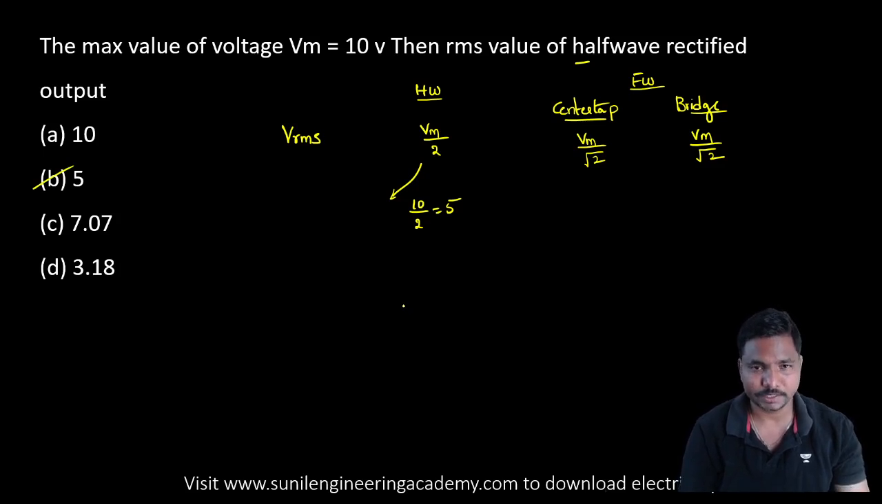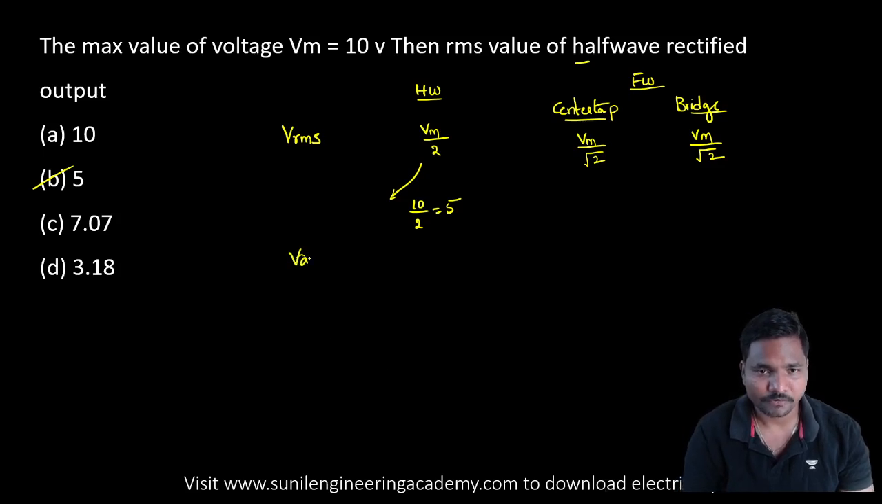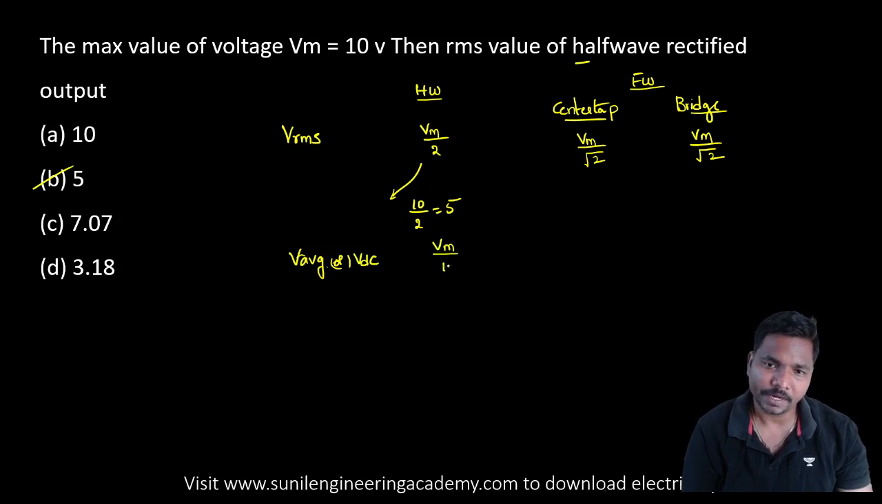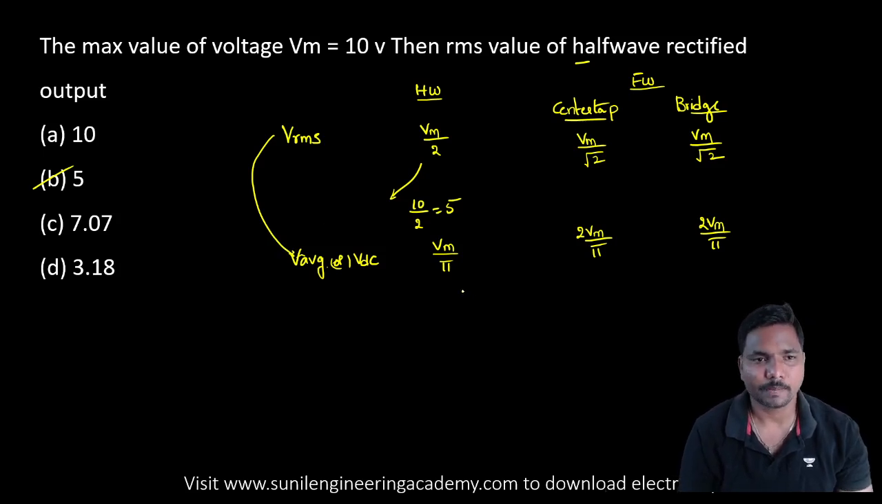Coming to the next question, guys. If they are asking for average values, we write VDC. For the half wave rectifier, it is Vm by pi only. For center tap and bridge, it is 2 Vm by pi. So the RMS value is Vm by 2, and the average value is Vm by pi. Okay, coming to the next question.